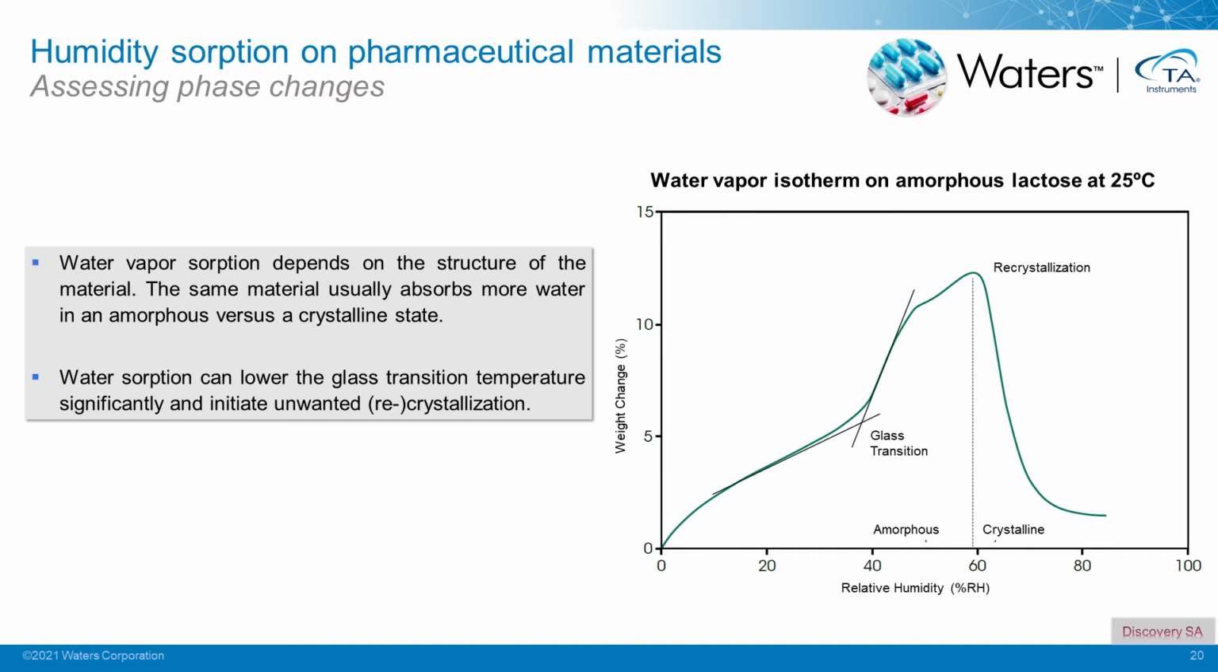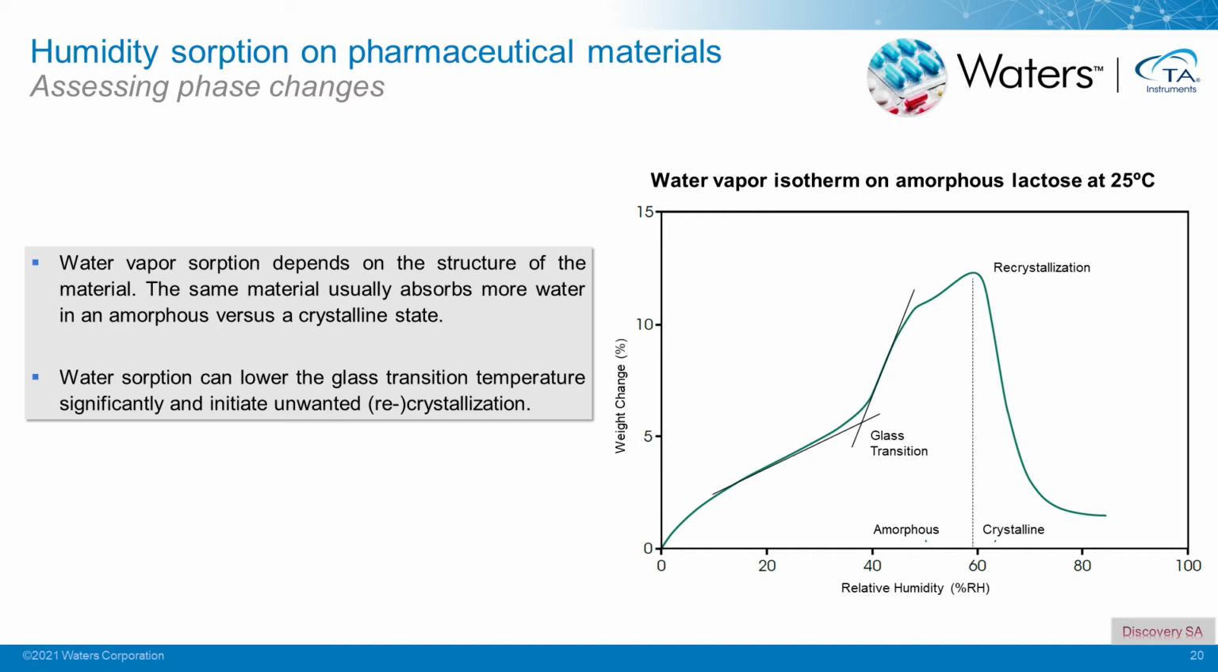So in amorphous lactose here, water is going to be acting like a plasticizer. What a plasticizer will do is the more plasticizer that's incorporated into a material, the further the glass transition temperature is lowered. So at this point, when we reach about 40% relative humidity, so much water has been incorporated into the lactose that its glass transition has dropped below the isothermal temperature of the experiment, which is at 25 degrees Celsius. That's why it begins to take up water more rapidly.